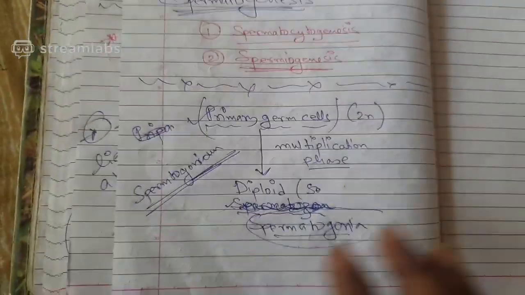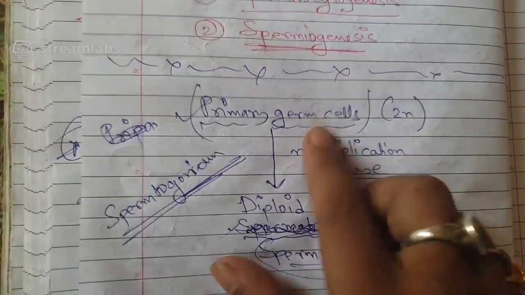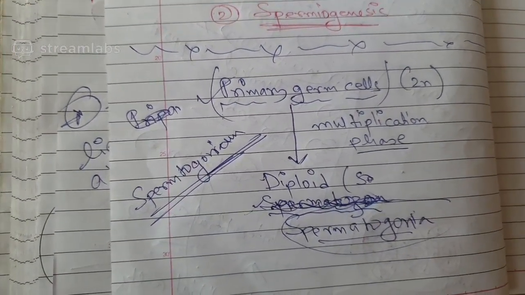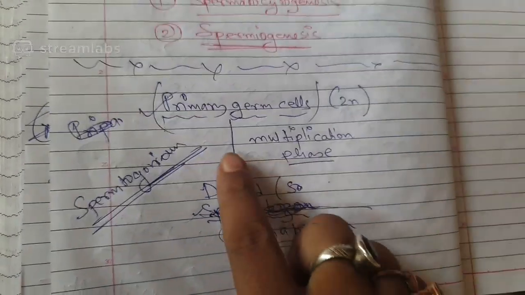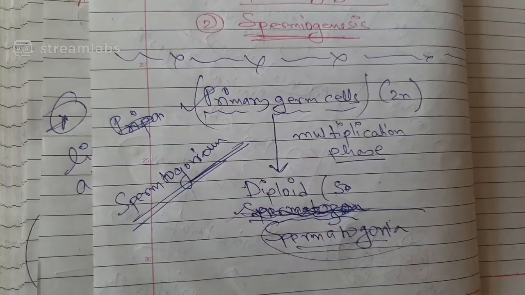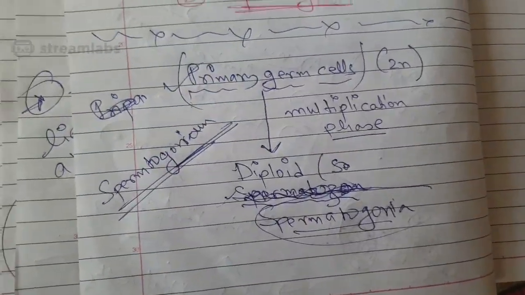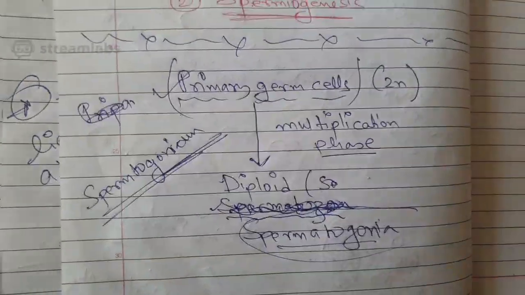Okay, sorry for the interruption. Anyway, the tube structure of the seminiferous tubule is formed of primary germ cells, and it goes into the multiplication phase, that is, it continuously divides by the process of what? By the process of, where is my red pen? Just hold on. Just give me 2 minutes, okay?